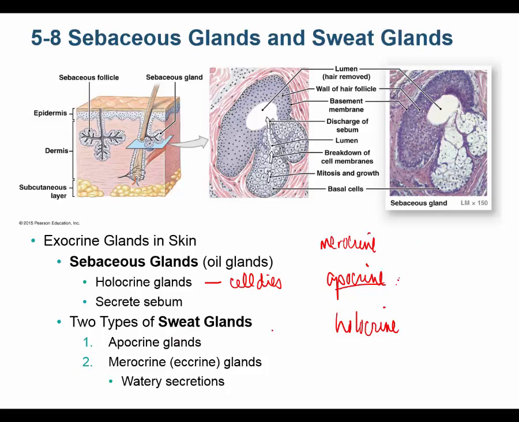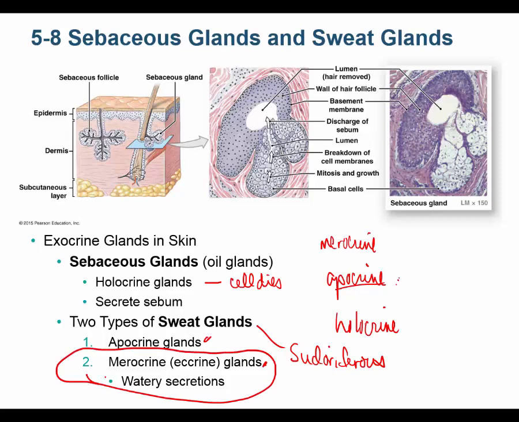We also have sweat glands. Sweat glands are also named sudoriferous. Sudoriferous, another name for sweat glands. Really, we have two types of sweat glands. We have apocrine sweat glands and we have merocrine sweat glands. However, we have found out relatively recently that really all sweat glands secrete by the merocrine-ecrine mechanism. They really all secrete that way.